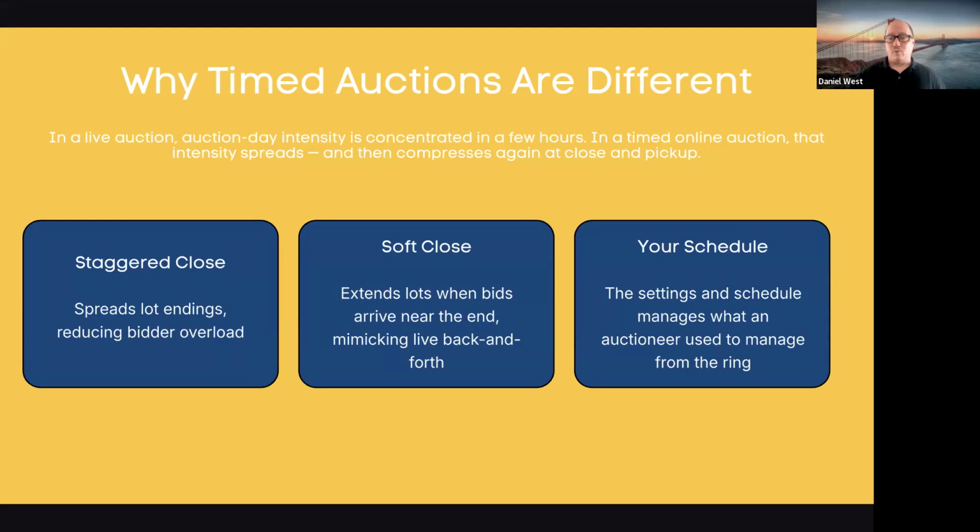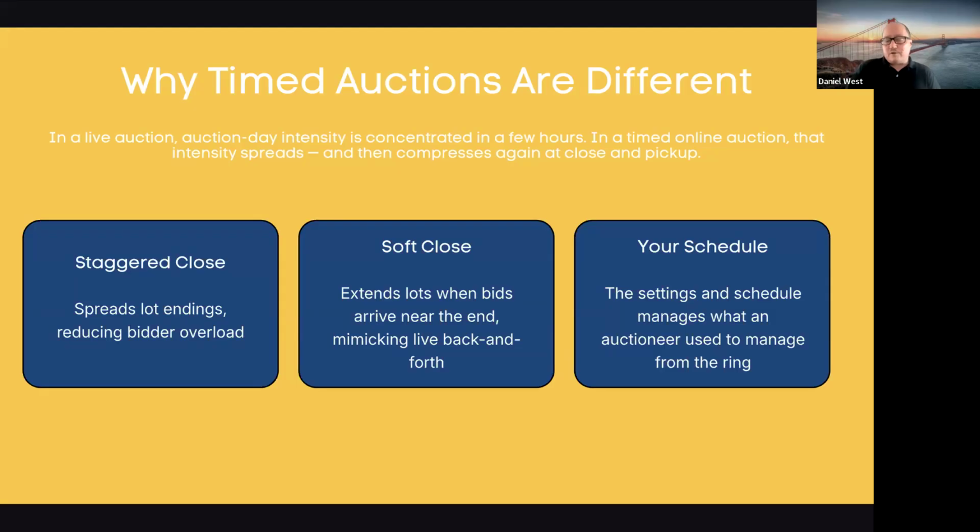And then you can handle more. You can do more with less time, fewer resources. So in a timed online auction, some of the roles that used to be managed by the auctioneer are now managed by the schedule, the software settings. And so paying attention to those settings and being deliberate about how you use them, that's the role of the auctioneer. So if you call yourself an auctioneer, you should be well aware of what all the settings are and what the schedule is. And if you do that, then you can call yourself an auctioneer, even if you're selling by timed online auction.